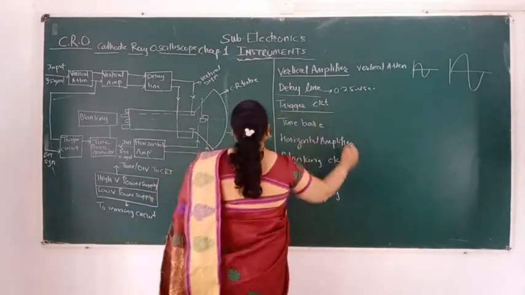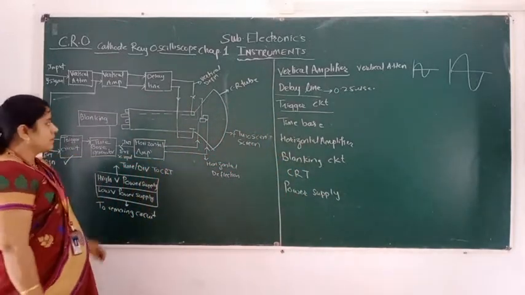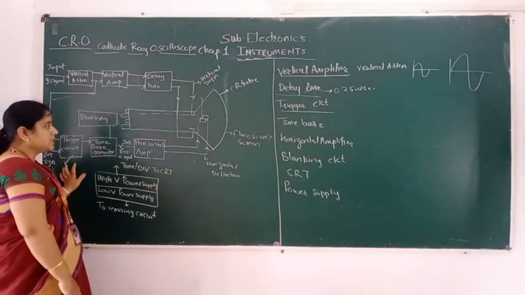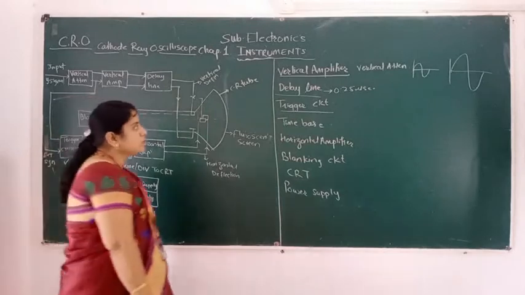Okay. Our next block is the trigger circuit. What happens in the trigger circuit? It triggers the signal.